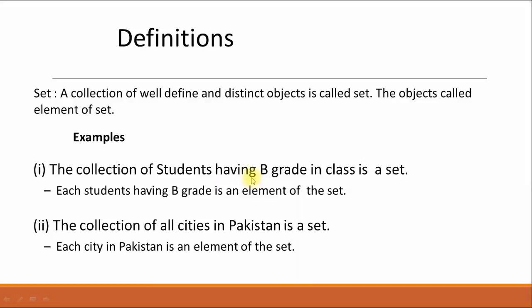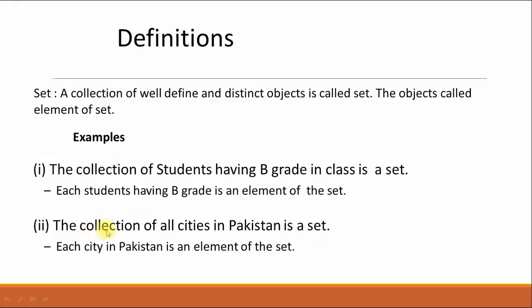This description is well-defined: students having B grade. And distinct. So this statement is well-defined and distinct, so this is a set. Each student having B grade is an element of the set. If we say the collection of students, this is not well defined and distinct, but the collection of students having B grade in a class is well defined and distinct.